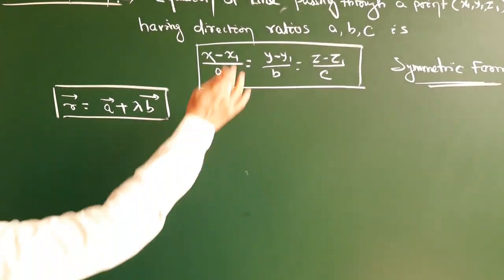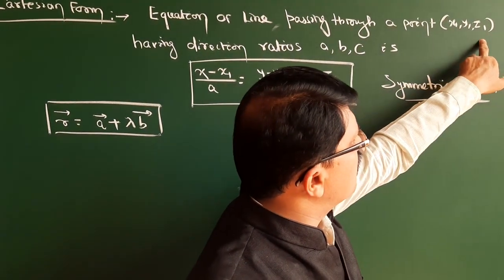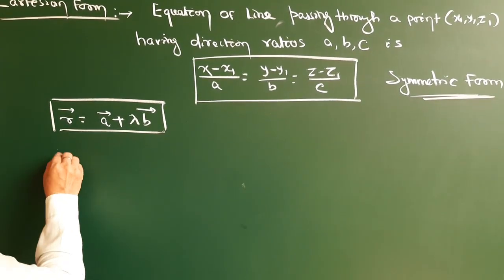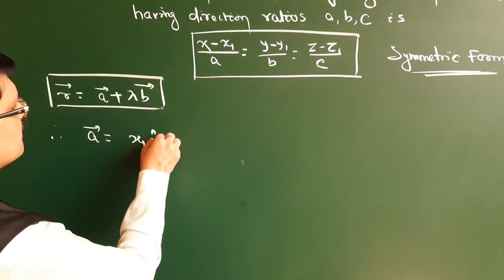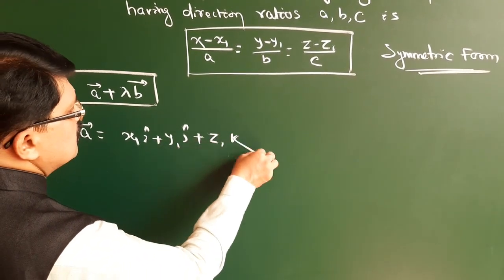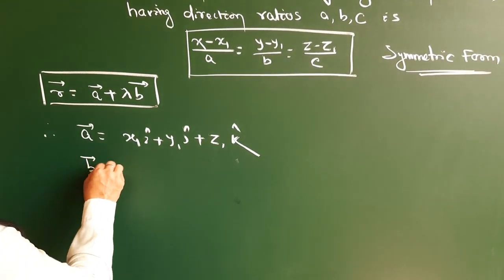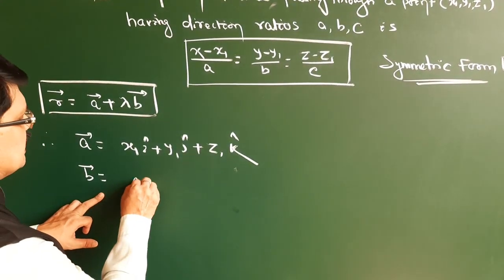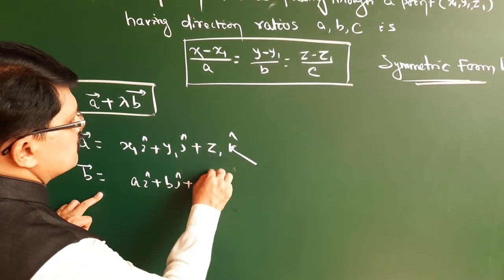Understood my point? So from this question it is clear that the line passes through a fixed point x1, y1, z1, and you just compare it to the vector equation of the line. So here, a vector is x1 into i cap, y1 into j cap plus z1 into k cap. Understood my point? What is our b vector? As direction ratios a, b, c are given, b vector itself is ai plus bj plus ck.